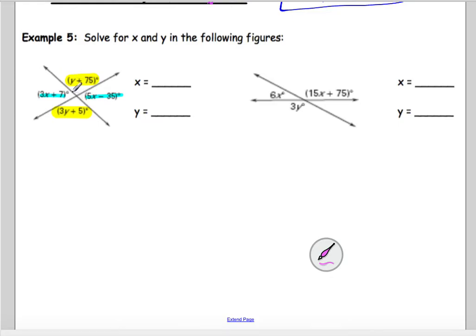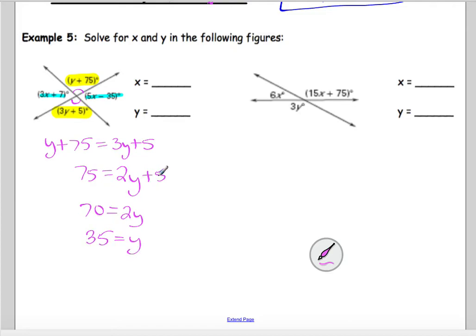And vertical angles are congruent. So this is going to be congruent to this. So the yellow ones are congruent. I'm going to start with those. So y plus 75 is equal to 3y plus 5. And then we're going to solve that. Subtracting y from each side will give you 75 equals 2y plus 5. Subtracting the 5, 70 equals 2y. And dividing by 2, 35 equals y. So the y value for this problem is 35.